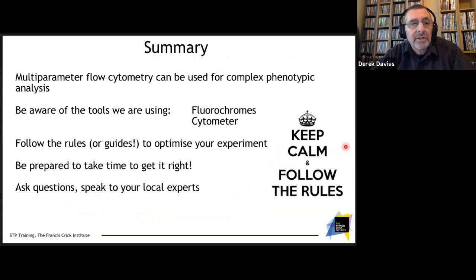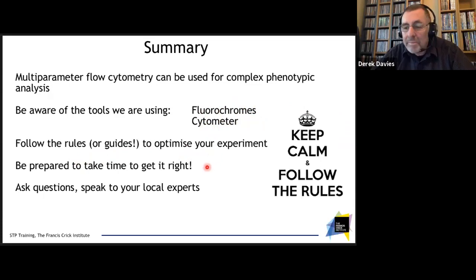So flow cytometry is great. Multi-parameter flow cytometry has answered many questions in the last few years. Being able to add more and more colors has enabled us to devise hugely complex experiments. But with all of those experiments, we will always have to think about the tools, the fluorochromes and the cytometer. But as long as we follow the guides, remember here I tried to give you an overall impression of how we need to think about these experiments. As long as we follow those guides, we will be able to optimize it.